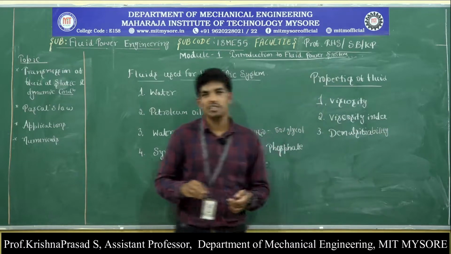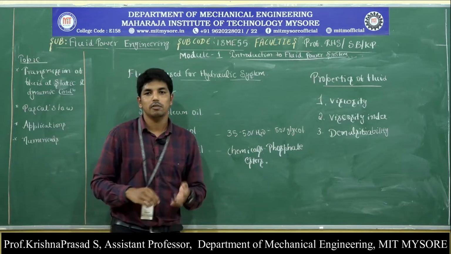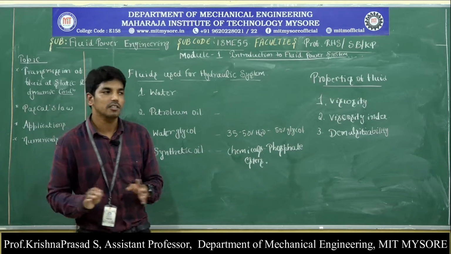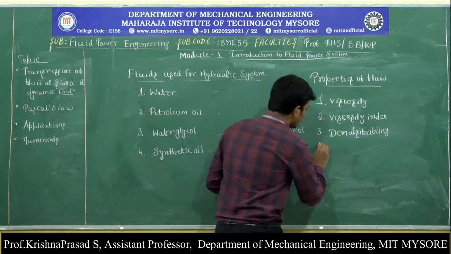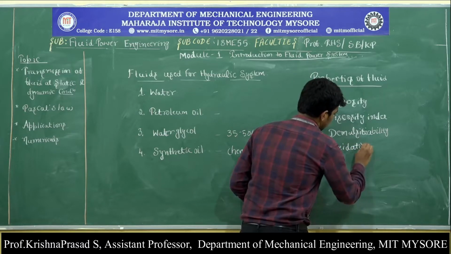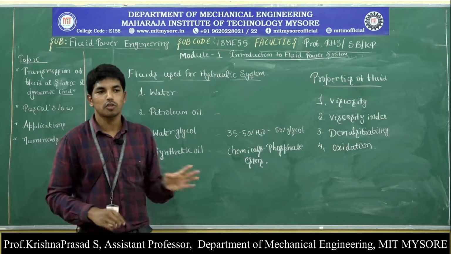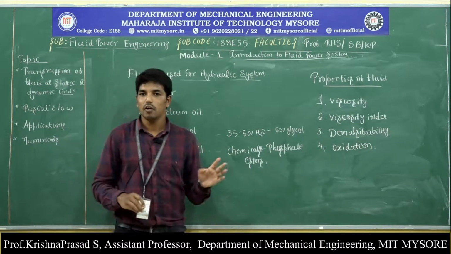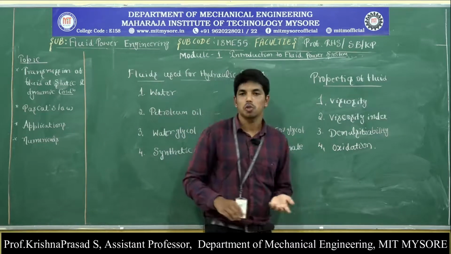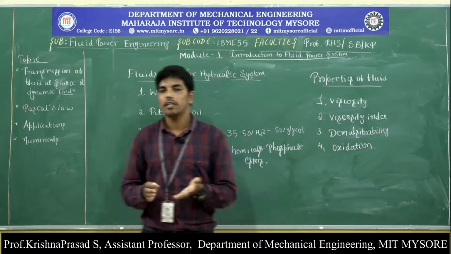Next one is demulsifiability. That means the fluid should provide proper lubrication, and it should also prevent the tendency to rust and the tendency to foam. Next, the fourth one is the fluid's ability to prevent oxidation. That means over its entire life it should not oxidize, and it should not become corrosive in nature. So these are some of the properties of the fluid if you are using it in a hydraulic component.